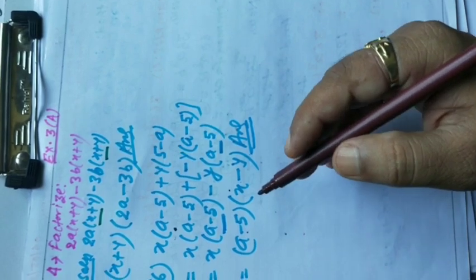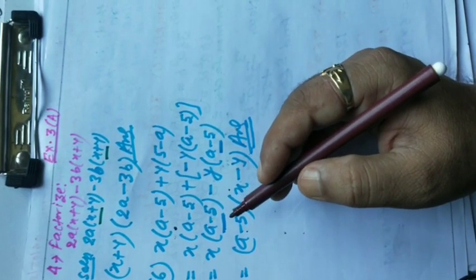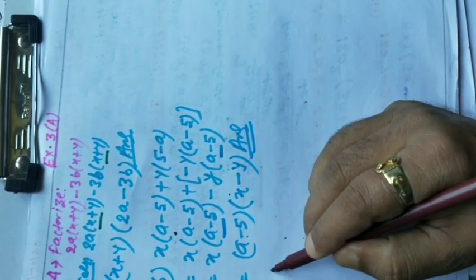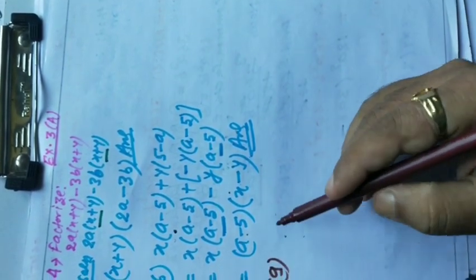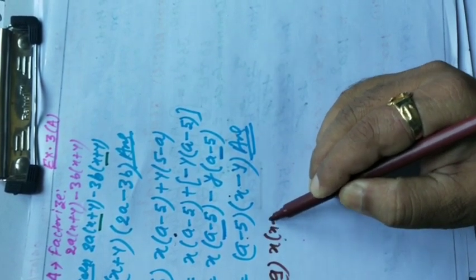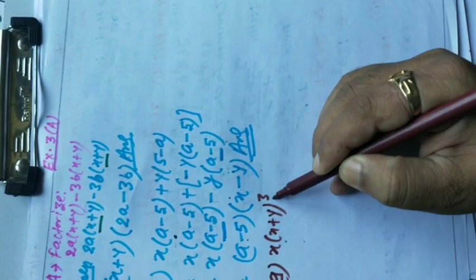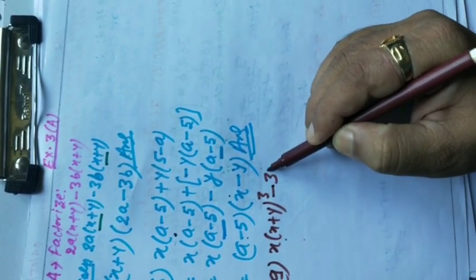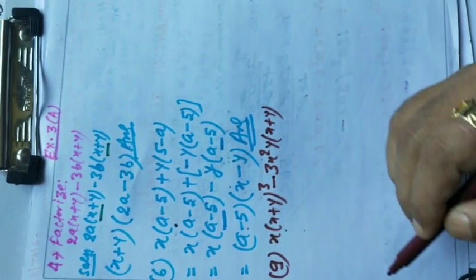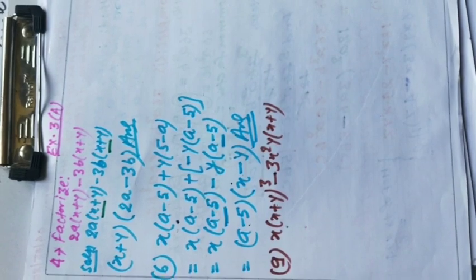Let us see question number 9. You have to factorize x plus y raised to the power 3 minus 3x square y times x plus y. So in these two expressions, you have to factorize it.